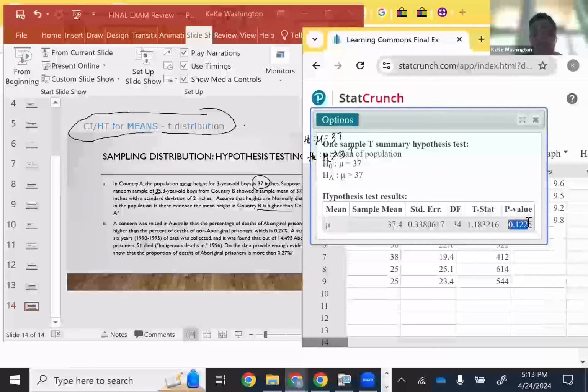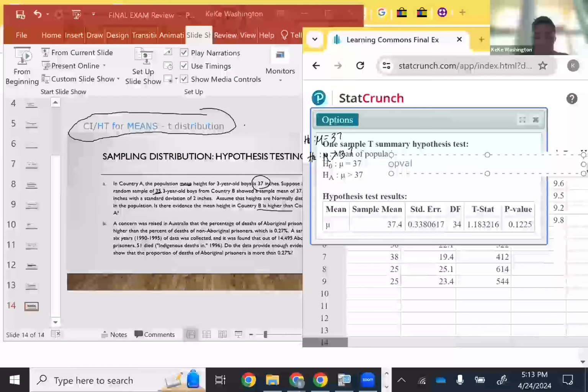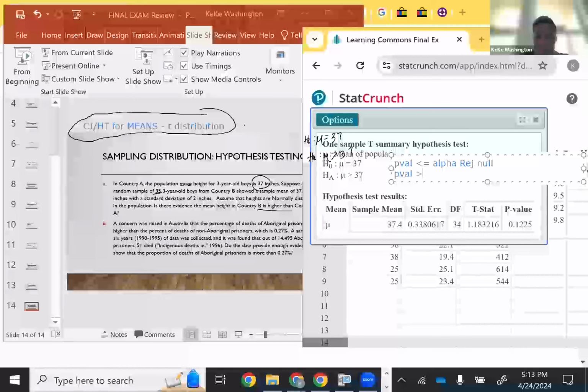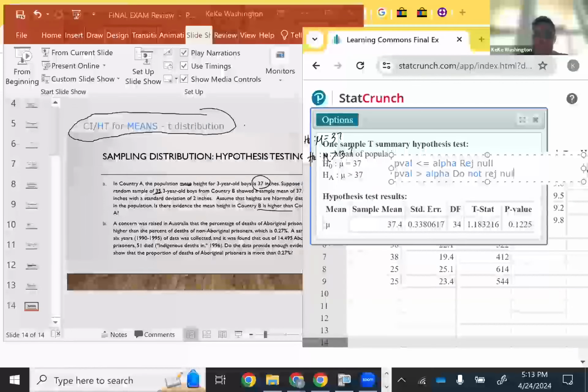So what are our rules? The rules say that if my p-value is less than or equal to my alpha, we are rejecting the null hypothesis. And if my p-value is greater than my alpha, we do not reject the null hypothesis.